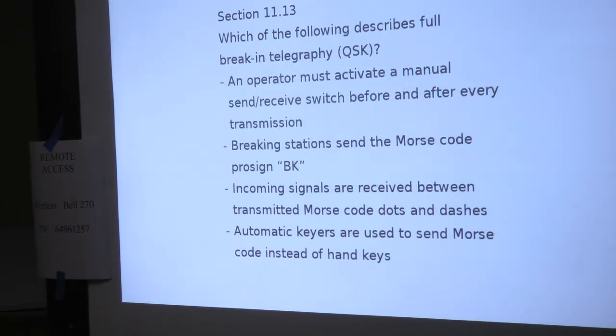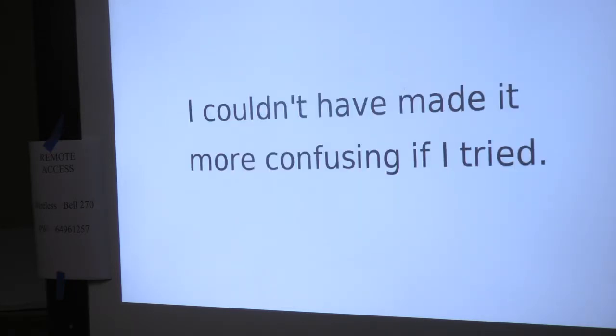Intelligibility of the signal. QSK? Fair enough, but we need to know which one of those. Breaking into... Number 3. Incoming signals are received between transmitted Morse code dots and dashes. I like it. It's good, because it's correct. I couldn't have made this more confusing if I'd tried.